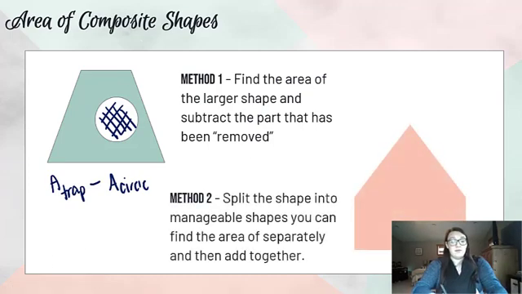Another method is if you had a shape where you could split it into manageable shapes, you can find the area of each separately and then add together. In this case, I could split it into a triangle where I have 1/2 base height, and a rectangle where I have base times height. And then at the end, I would add those together to get the total area. That's usually what students use. The removing method is something that only some notice right off the bat.